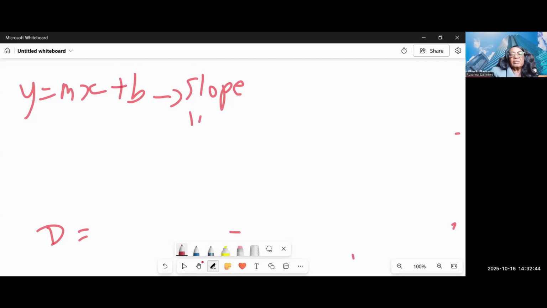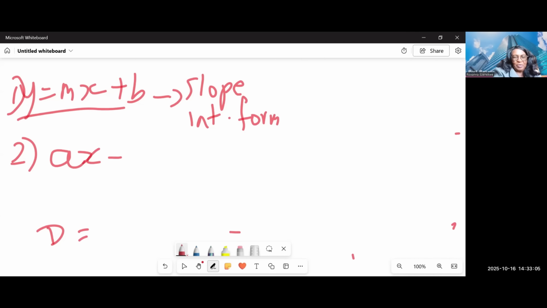Slope-intercept form. Let's call this one number 1. When the equation of a line is like this, it is in slope-intercept form. And when the equation of a line is like this, ax plus by equal to c, we call it the standard form. This is the standard form of equation of a line.